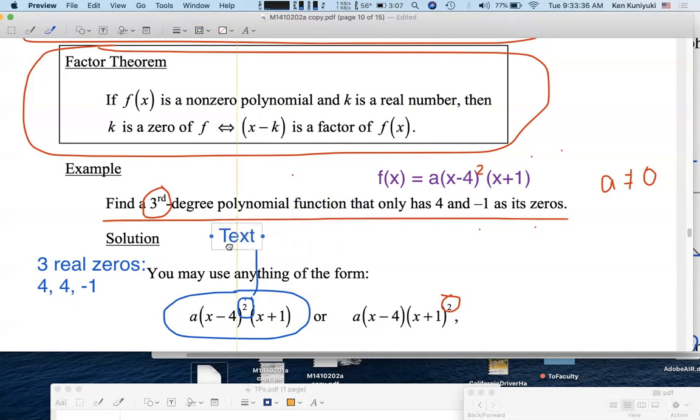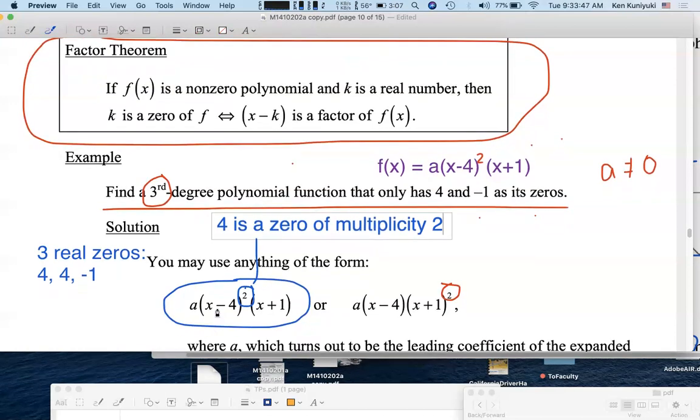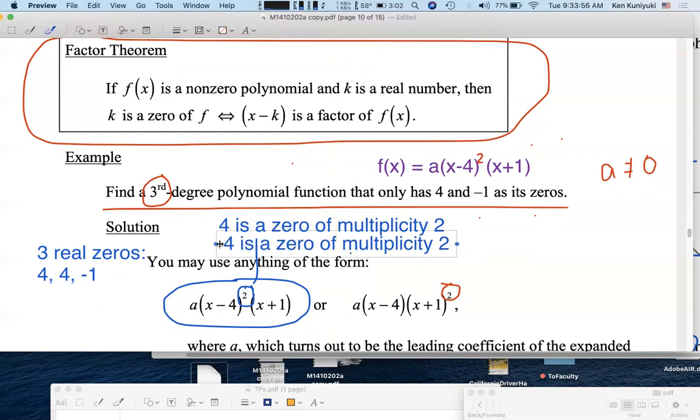So for this left form here, 4 is a 0 of multiplicity 2, corresponding to the exponent. That means that 4 comes in as a 0 twice. You can think of this as the factor x minus 4 times itself. And the negative 1 is a 0 of multiplicity 1, because the implied exponent here is just a 1.